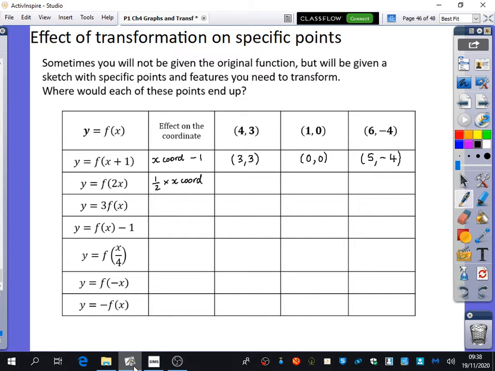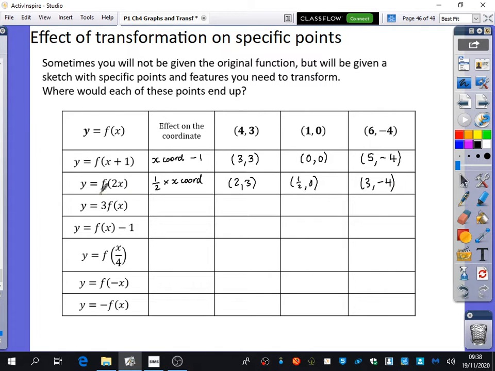So we wanted to look at the effects of transformations on coordinates, and I said this is because sometimes you don't get the original function, but you may get given a sketch with specific points and features you need to transform, and so where would these points end up? Now we started this first one and we said this is a translation, so it moves to the left one, so the x-coordinates have 1 subtracted, which is why we have these things here. The second one, we said that the x-coordinates are all halved, so we should have 2, 3, a half, 0, and 3, minus 4. Notice how the y-coordinate doesn't change at all.